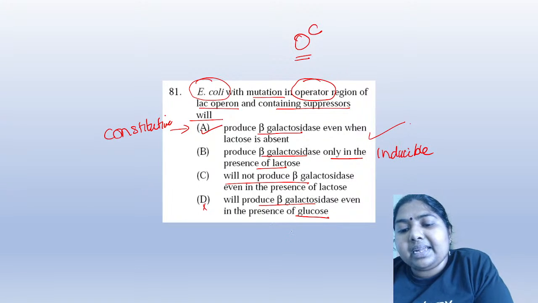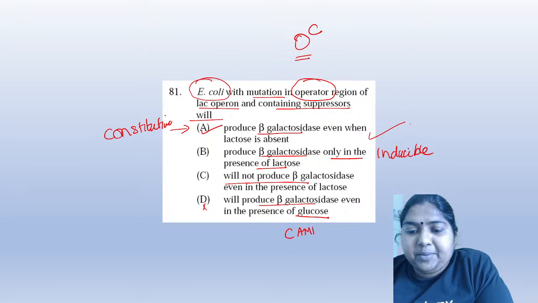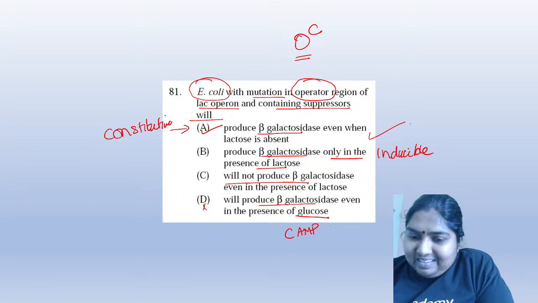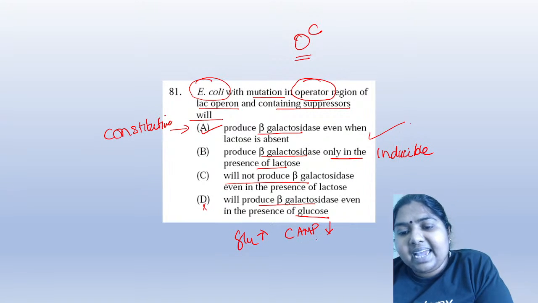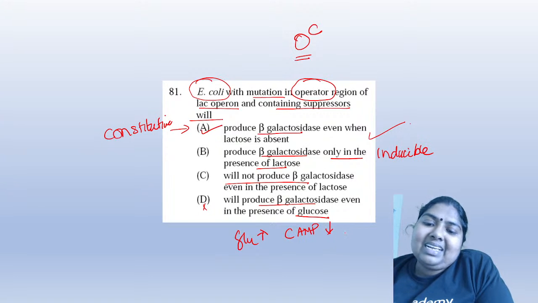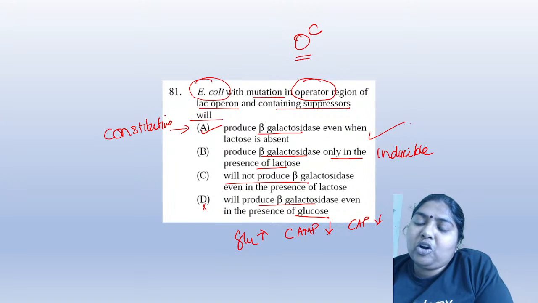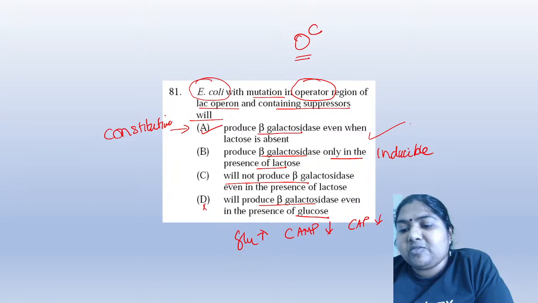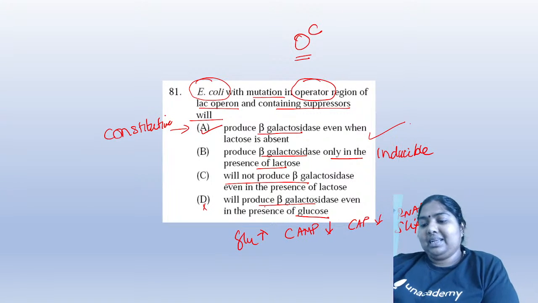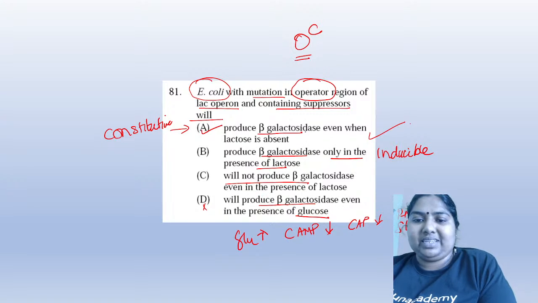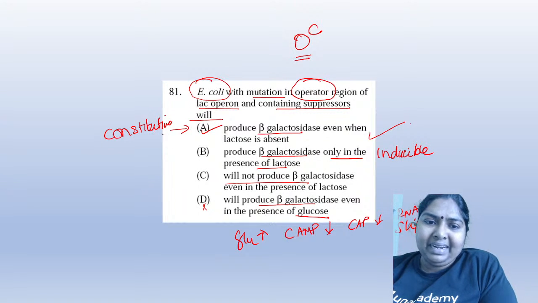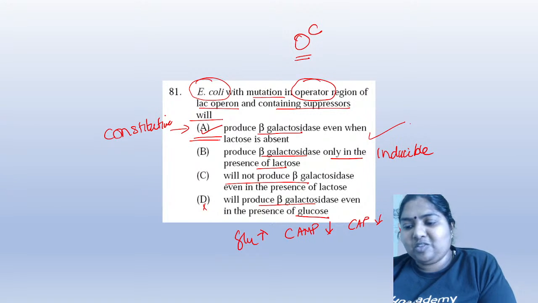This is something regarding the cyclic AMP. If the glucose is high, cyclic AMP will be low. So when cyclic AMP is low, then your cyclic AMP activating protein will be low. So your RNA polymerase will slip. So this will not allow your galactosidase production. But this is the apt answer for this question.